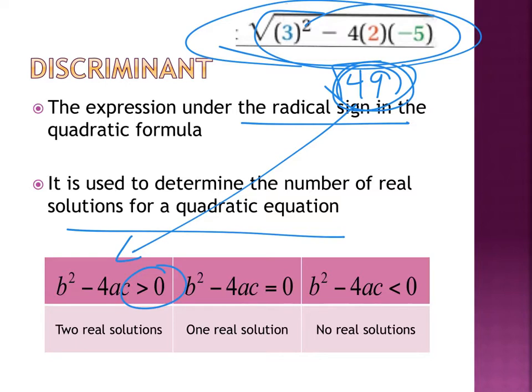If it's exactly 0, so if I solved all that and got 0, there would be one solution. And if I solved all that and it was less than 0, so a negative number was under there, no solutions. No real solutions, I should say, because we currently can't take the square root of a negative number. We'll do that later, but not today.